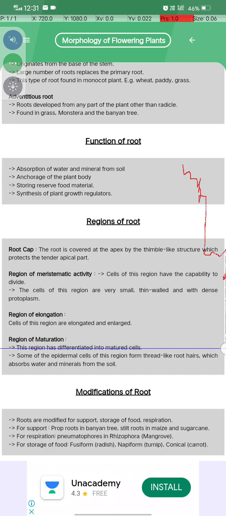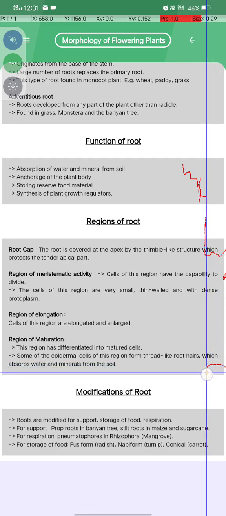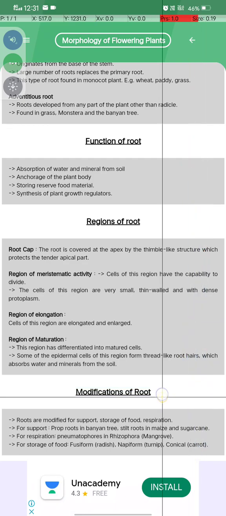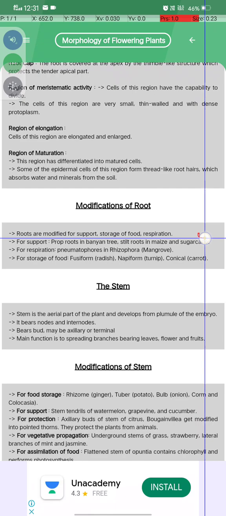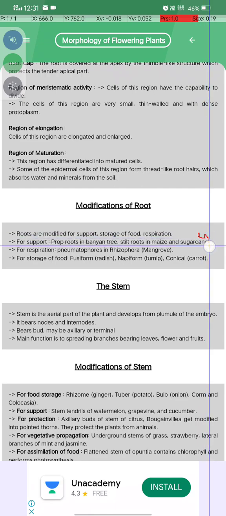Region of maturation: the region has differentiated into mature cells, and some of the epidermal cells of the region form thread-like root hairs, which absorb water and minerals from the soil. Modification of roots: the roots are modified for support, storage of food and respiration.